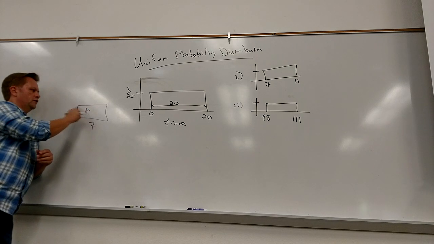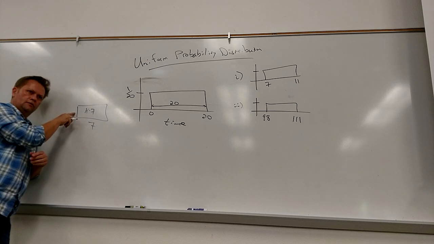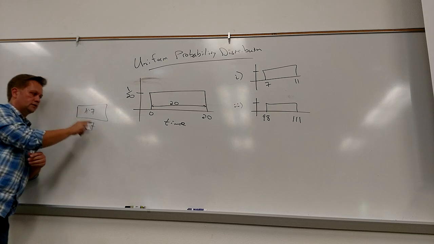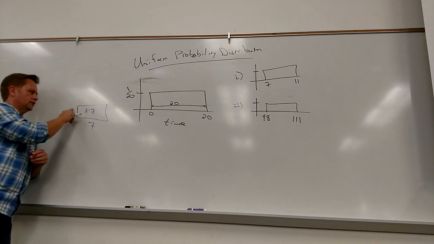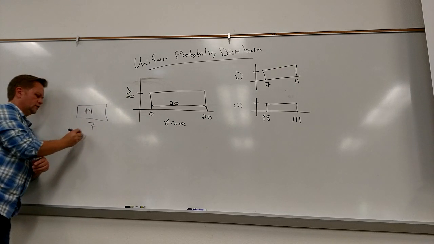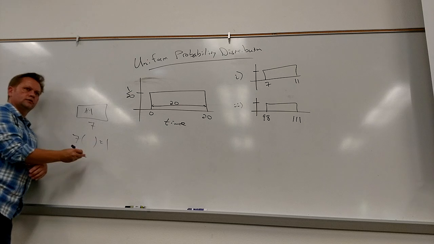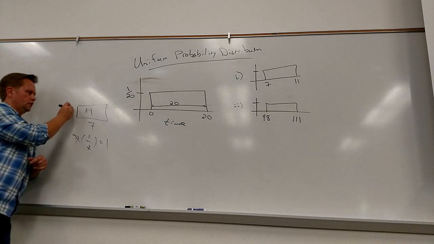If I knew the area of this was 7, what would this side be? 1. Do you understand why? 7 times what is 7? 1. If I knew the area was 1, 7 times what is 1? 7 times 1 over 7. Bam, bam. That's all we're doing.